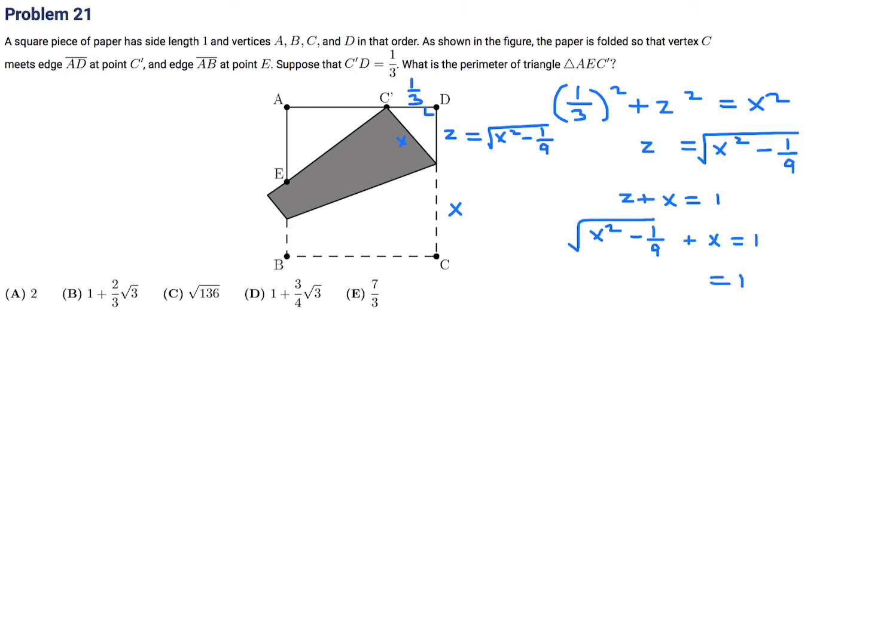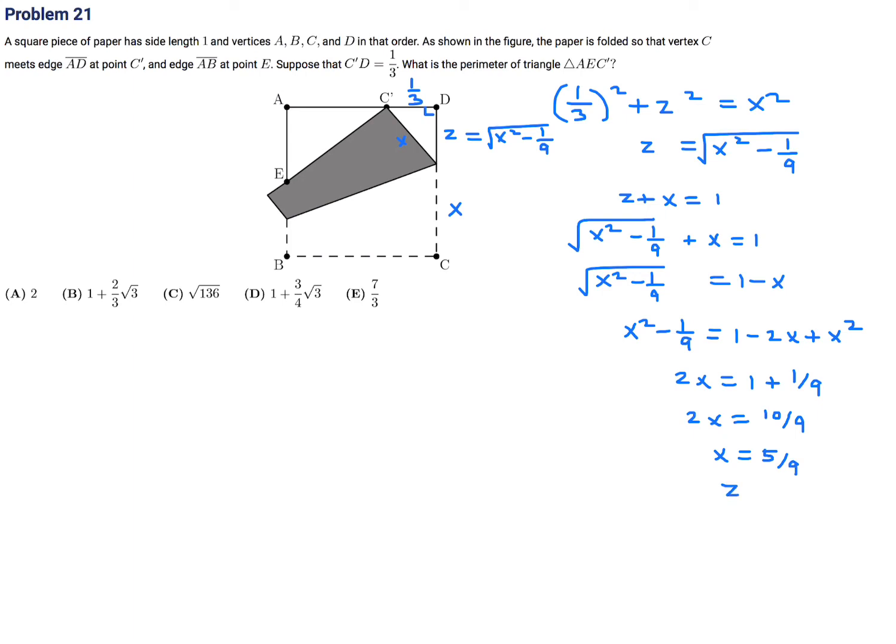So put that over the other side: the square root of x squared minus 1/9 equals 1 minus x. And if you square both sides, you get x squared minus 1/9, and this part would become 1 minus 2x plus x squared. The x squareds cancel from both sides, and all you are left with is 2x is equal to 1 plus 1/9. That means 2x is equal to 10/9, and therefore x is equal to 5/9. And therefore z, if you plug x back into here, is equal to 4/9. So this is 4/9, and this is 5/9.